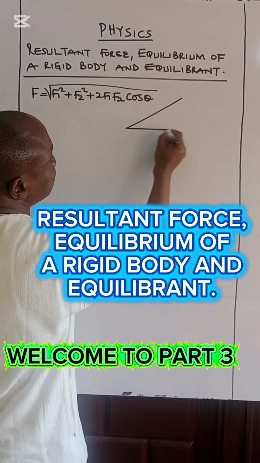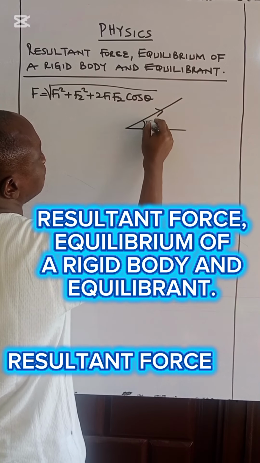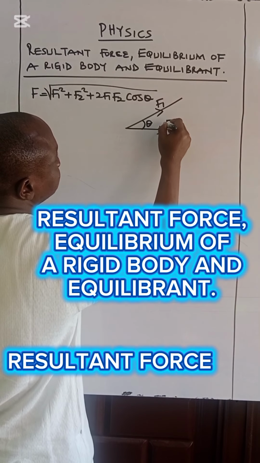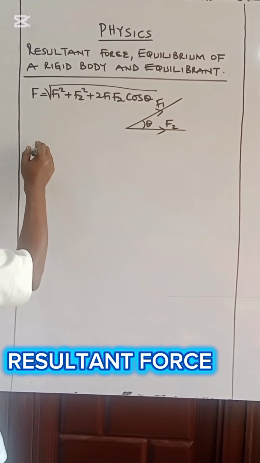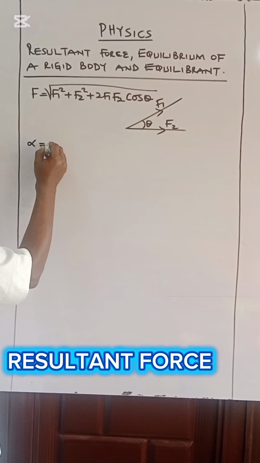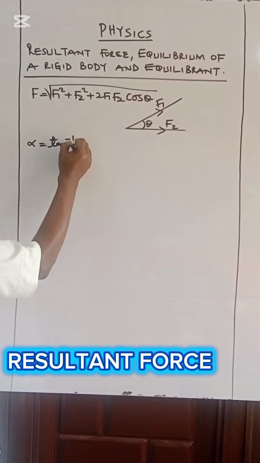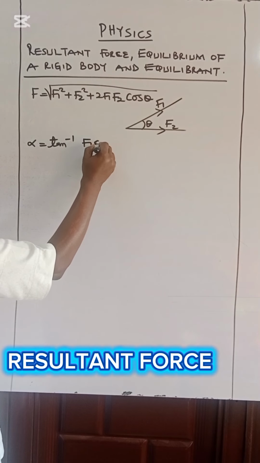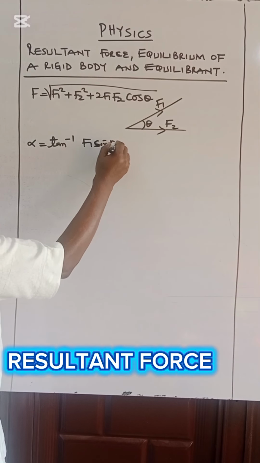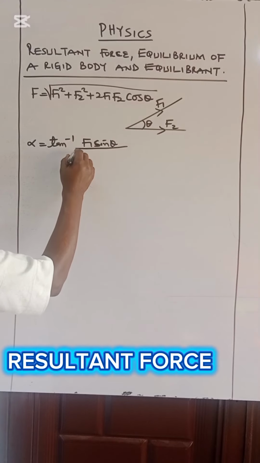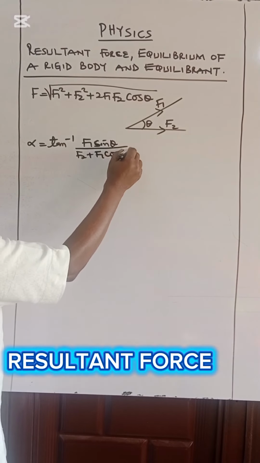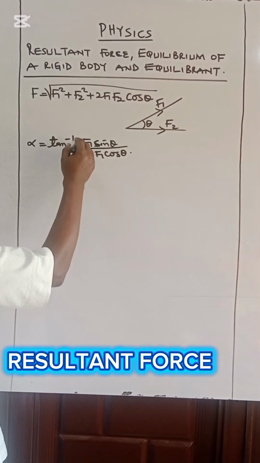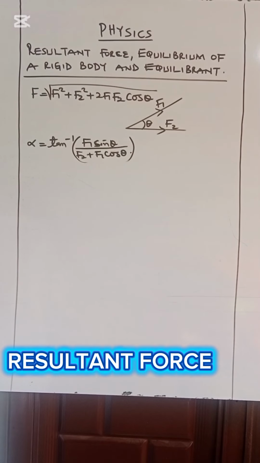When you have two forces acting at an angle theta to each other, this is the formula for finding the resultant. Remember the direction of the resultant, alpha, we say is tan inverse of F1 sine theta all over F2 plus F1 cos theta. We have done something like this. So this is the formula.